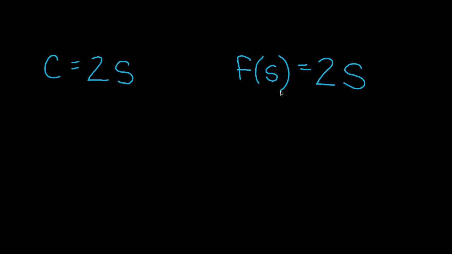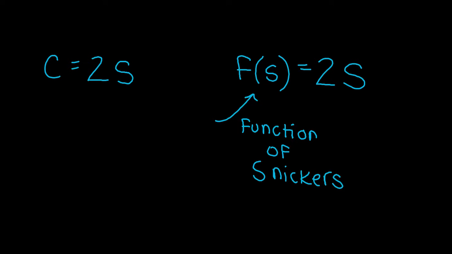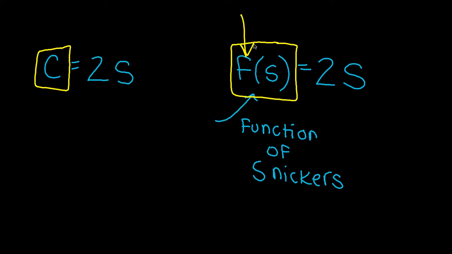And what f of s means is that my output is a function of s, which in this case stood for Snickers. So essentially, all we're doing here is we're replacing the variable c with a new variable that we're calling f of s. Please do not get confused by the parentheses here. That doesn't mean f times s. What it means is I have a function, and in that function I'm plugging in s, f of s.